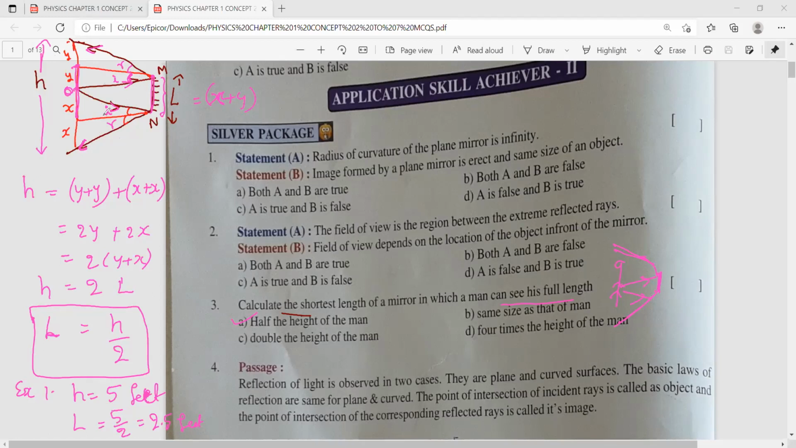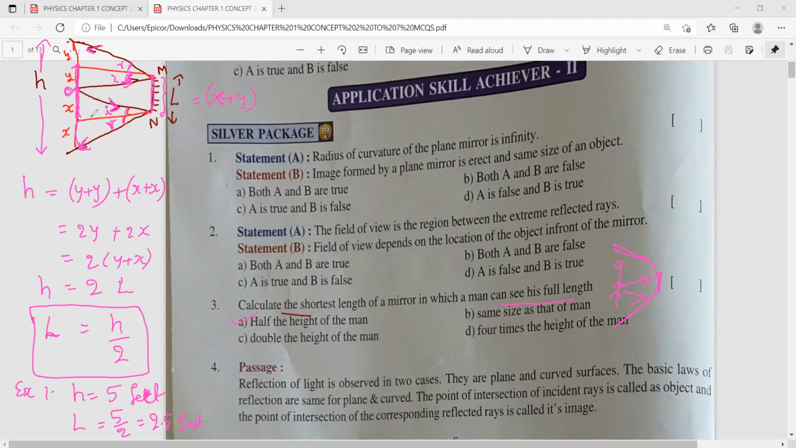Why does it come like this? Because at whatever angle the ray is incident on the mirror, it reflects back at the same angle. This is the incident ray and this is the reflected ray, so i equals r, according to the second law: angle of incidence equals angle of reflection. So these angles are equal, and this side is also equal: X equals X. Similarly on this side, the ray is incident at some angle i and reflects at angle r, so Y equals Y, because these angles are equal.